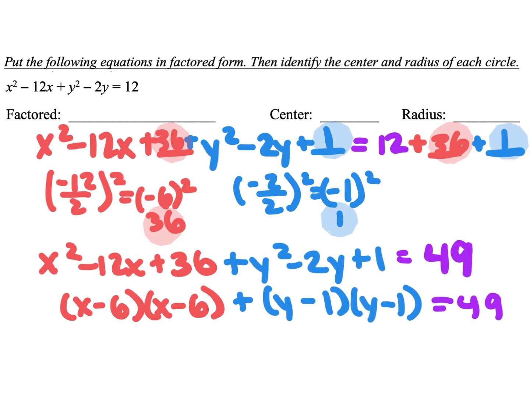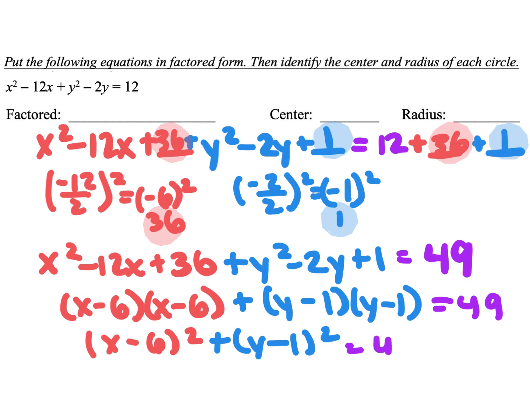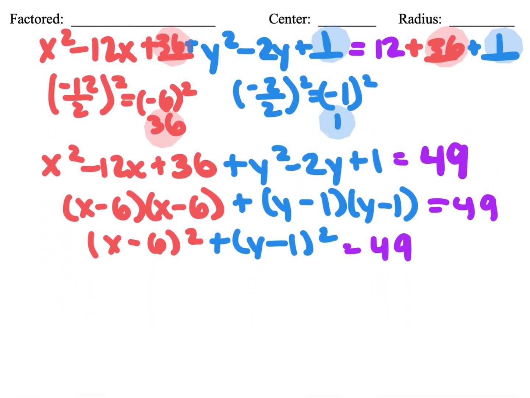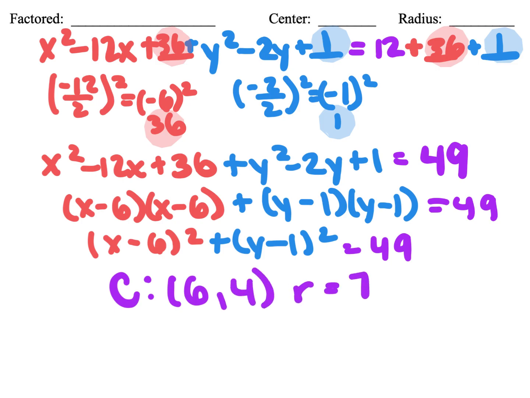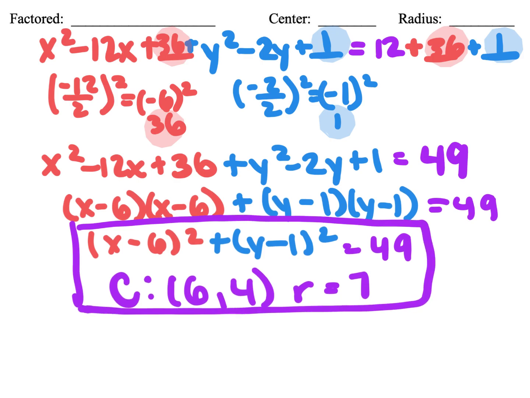equals 49. So if I simplify, I get x minus 6 squared plus y minus 1 squared equals 49. So your answer here would be that the center is at 6 comma 1 and the radius is 7, which you could then graph as needed.